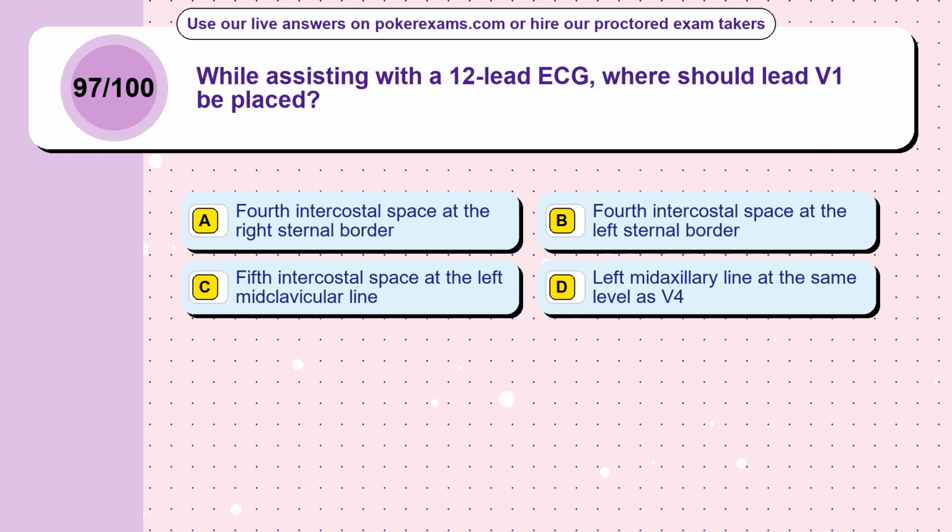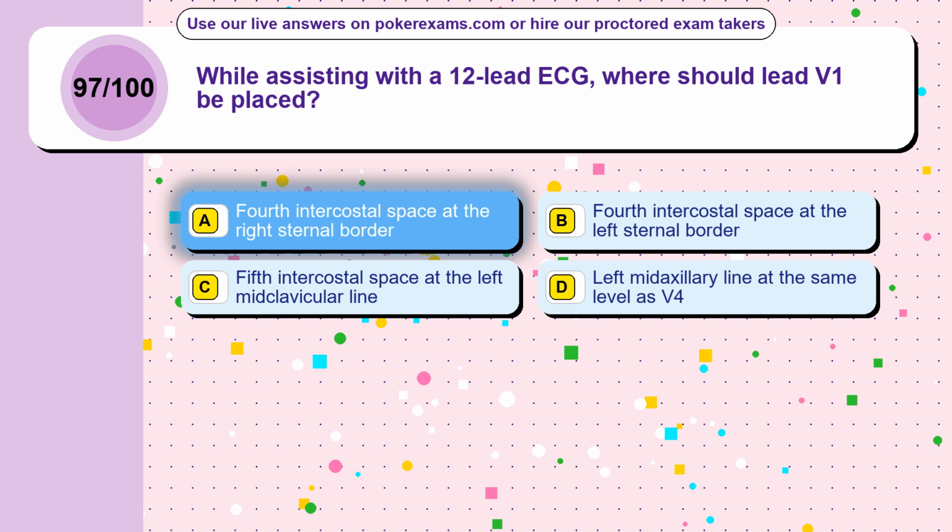Question 97. While assisting with a 12-lead ECG, where should lead V1 be placed? Option A. Fourth intercostal space at the right sternal border. Option B, fourth intercostal space at the left sternal border. Option C, fifth intercostal space at the left midclavicular line. Option D, left midaxillary line at the same level as V4.